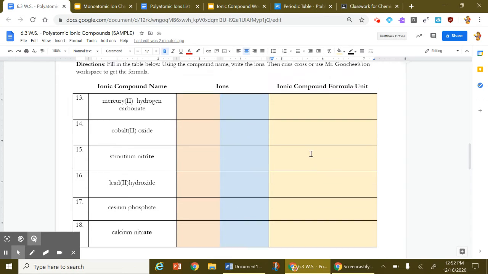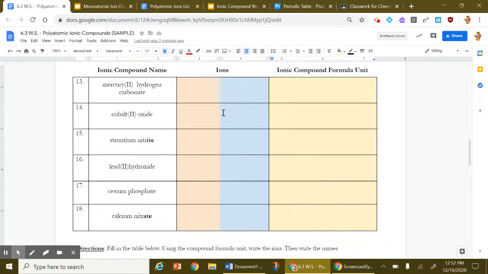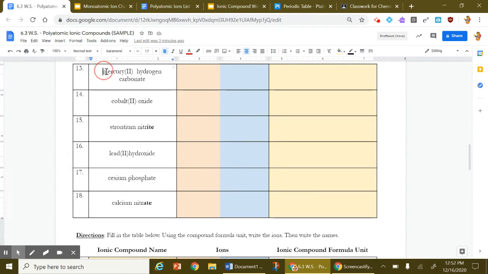This is for problems numbers 13 through 18 on your homework, where I give you the name of the compound, and then you have to give me the ions involved and the formula. This is with polyatomics, guys, so let's go. First one's first, mercury 2 hydrogen carbonate.